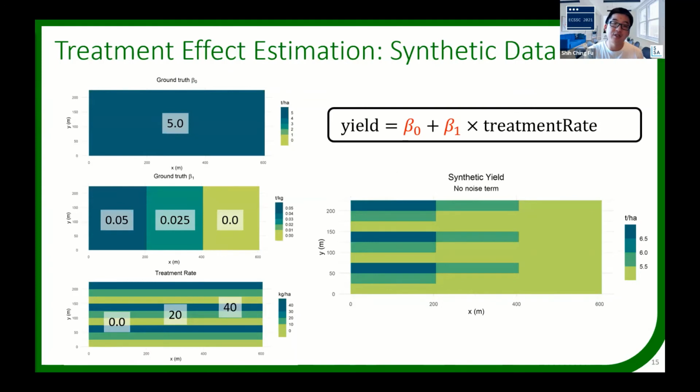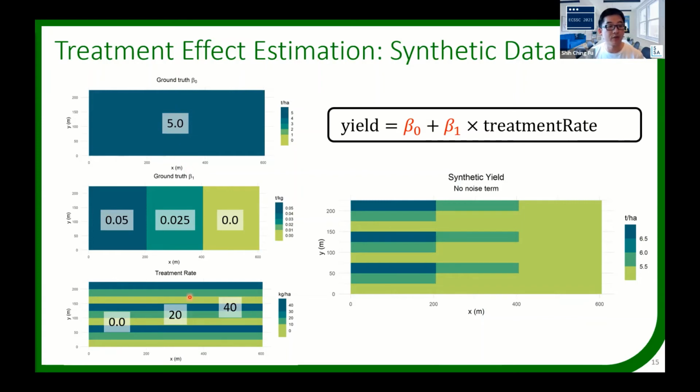So that was yield prediction. Now let's look at treatment effect estimation. For this experiment, we synthesized some data so that the ground truth would be known. And we did this by choosing beta coefficients and treatment rates that are comparable to real-life farming values. In this case, we have a constant beta 0 of 5 tons per hectare across the entire field, and that varies across 3 zones with the intention to simulate non-stationarity.